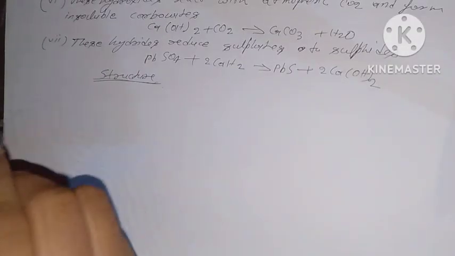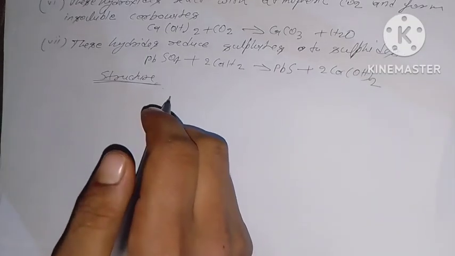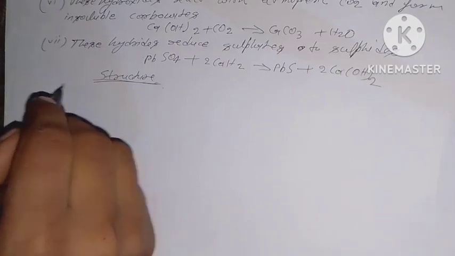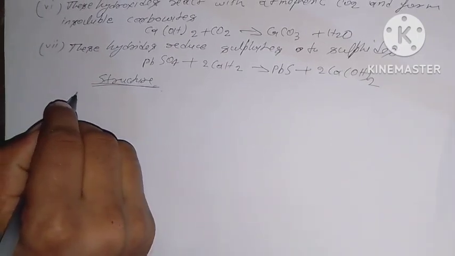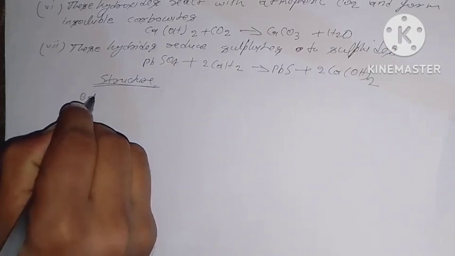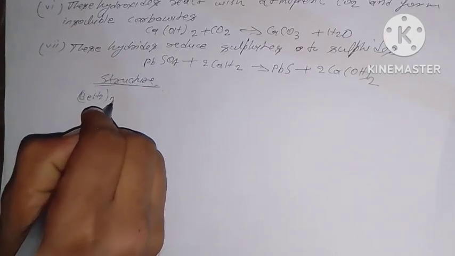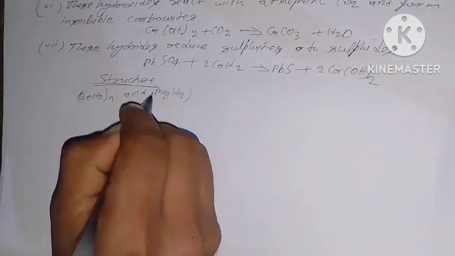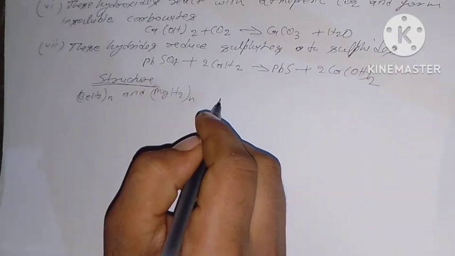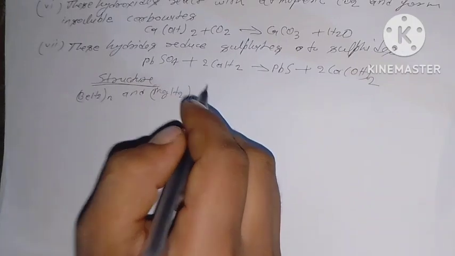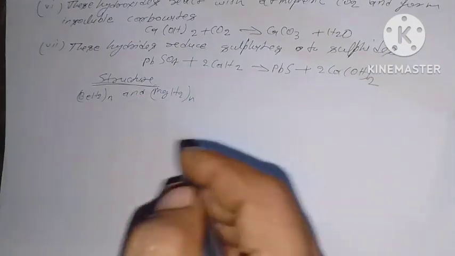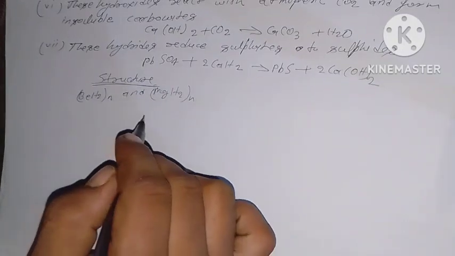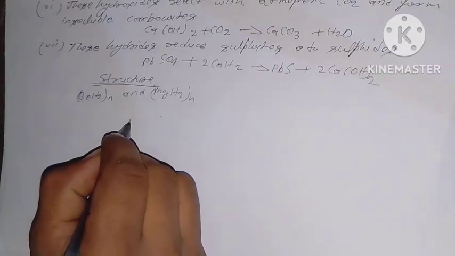Beryllium and magnesium hydrides are covalent and polymeric, like (BeH2)n and (MgH2)n. For example, beryllium hydride is polymeric and contains hydrogen bridges between beryllium atoms. The structure of (BeH2)n is shown.